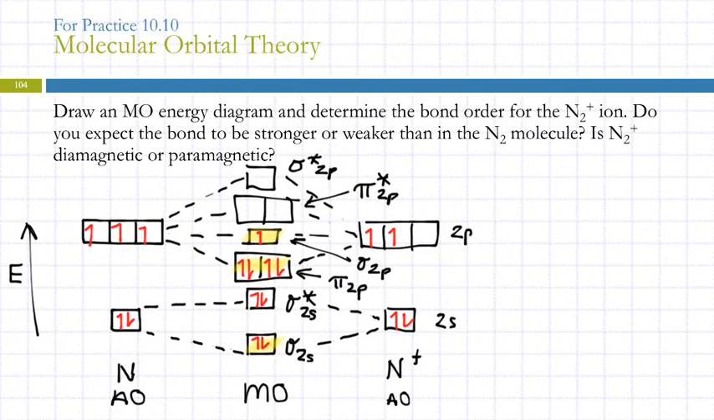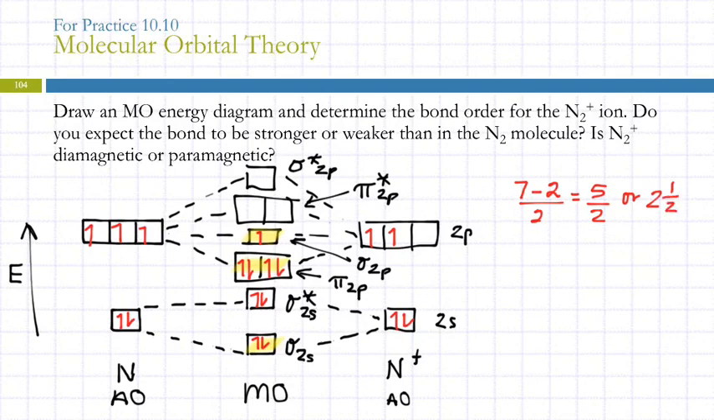What is the bond order? Well, how many electrons are in the bonding orbitals? I made those yellow. 7. So there's 7 in the bonding, and how many in anti-bonding? 2. So that's 5 over 2, or 2.5, right?